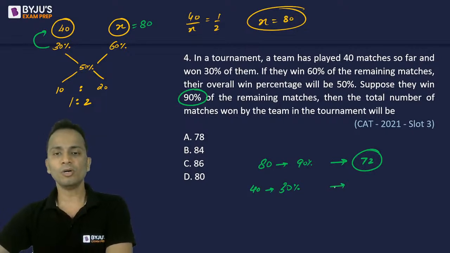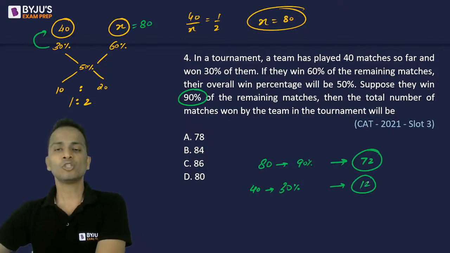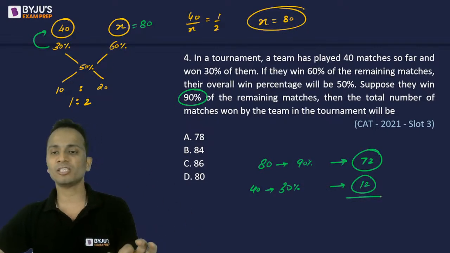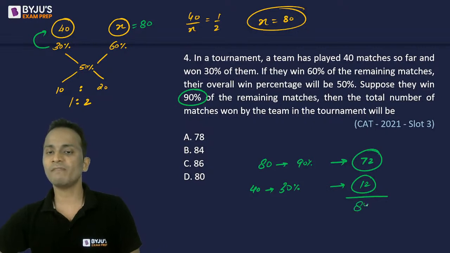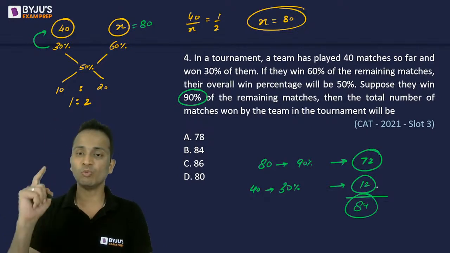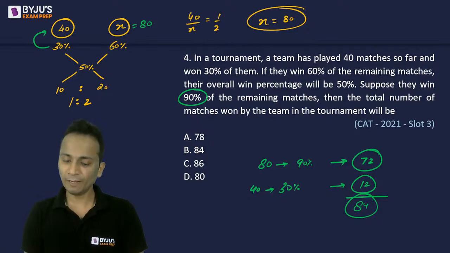Out of 40 matches, they have won 30 percentage. Okay, so 30 percentage of 40 will be 12. So earlier they had won 12 matches. Now they will win 72 more matches. So total number of matches they will win in the tournament will be equal to 72 plus 12, that is 84. Okay. Yes, Kirti, remaining number of matches is 80.